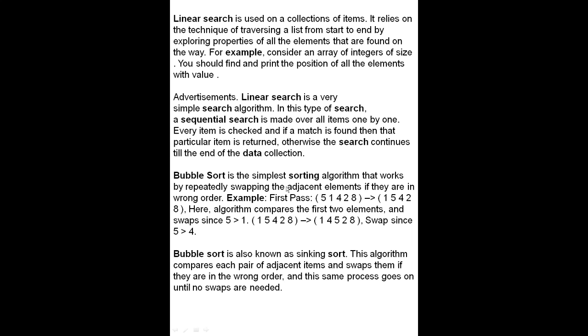Bubble sort is the simplest sorting algorithm that works by repeatedly swapping the adjacent elements if they are in the wrong order. For example, first pass: 5, 1, 4, 2, 8 becomes 1, 5, 4, 2, 8. Here the algorithm compares the first 2 elements and swaps since 5 is greater than 1.